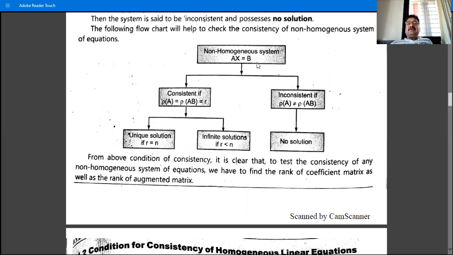And the system AX equals B is inconsistent if rank of A is not equal to rank of [A|B]. And if the system is consistent, then there are two cases: either the system has a unique solution, that is only one solution, or infinitely many solutions. Suppose rank of A is equal to rank of [A|B] is equal to r. And if this r and n, what is n?